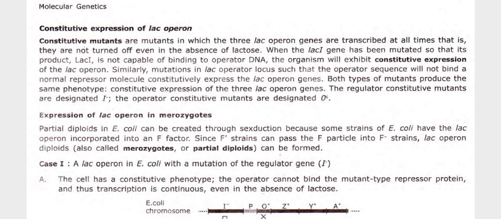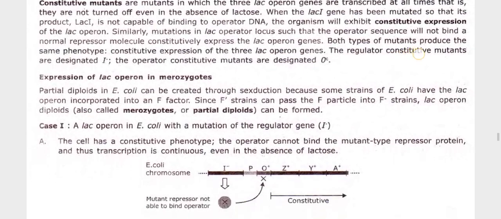Similarly, mutations in the lac operator locus, such that the operator sequence will not bind a normal repressor molecule, constitutively express the lac operon genes. Both types of mutants produce the same phenotype. So, constitutive expression of the three lac operon genes. The regulator constitutive mutants are designated. The operator constitutive mutants are designated.